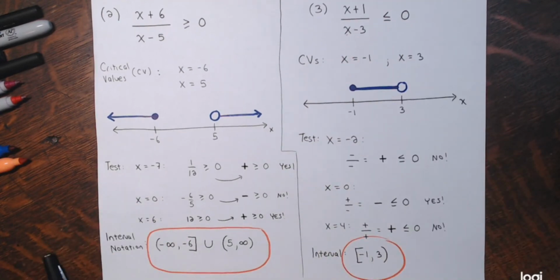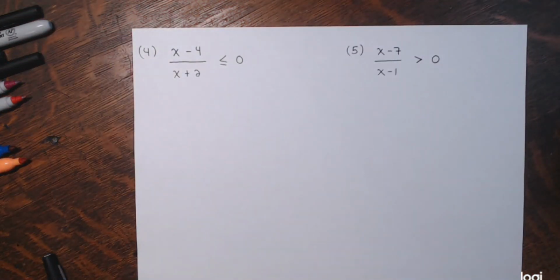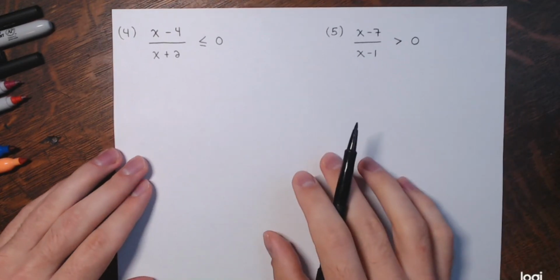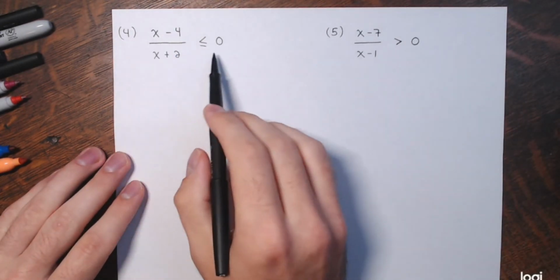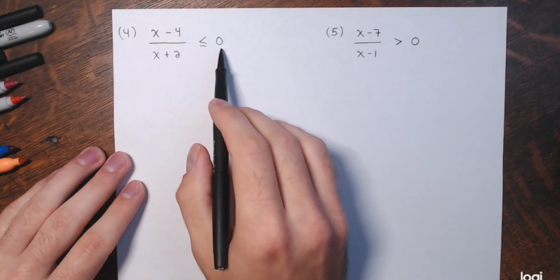Wonderful. Alright, so I'm going to speed things up just a little bit because a lot of these examples are very, very similar looking in the beginning here. Alright, so next example. Example 4. This is already set up the way I want. Single fraction on one side, 0 on the other.